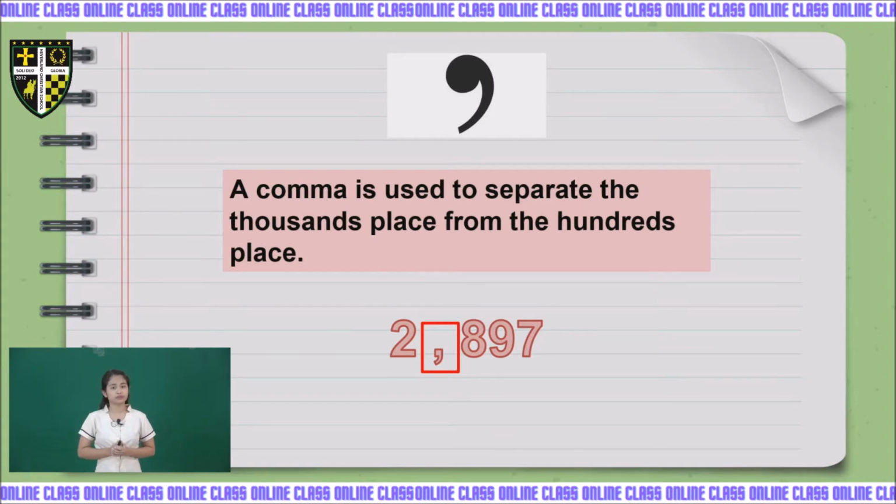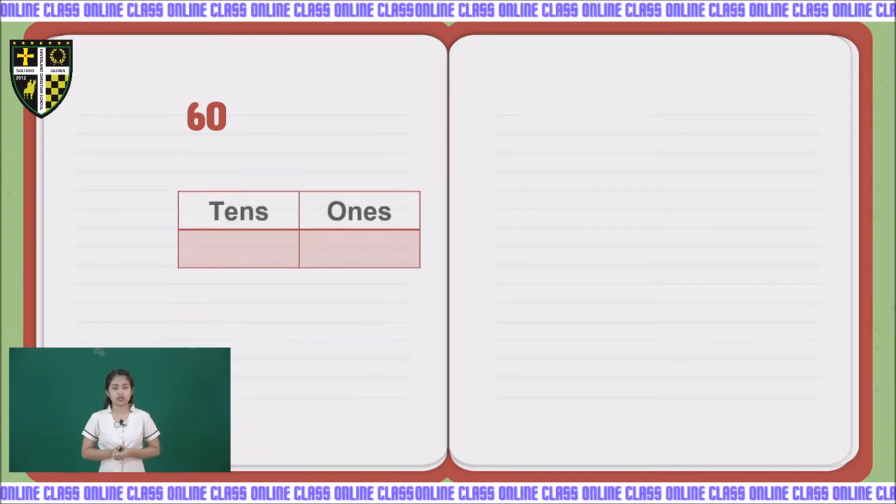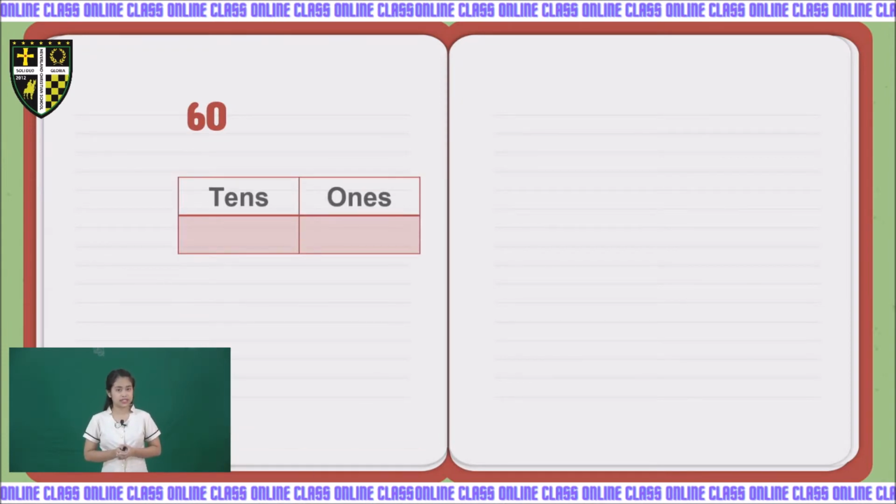So now, let us have some examples and we will write them in words. The first one, we have 60. So let us find out their place value first. The 0 digit is in ones. The 6 digit is in tens. So we can just simply write it in words as sixty. Again, we can simply write it as sixty, and that is the spelling of 60.